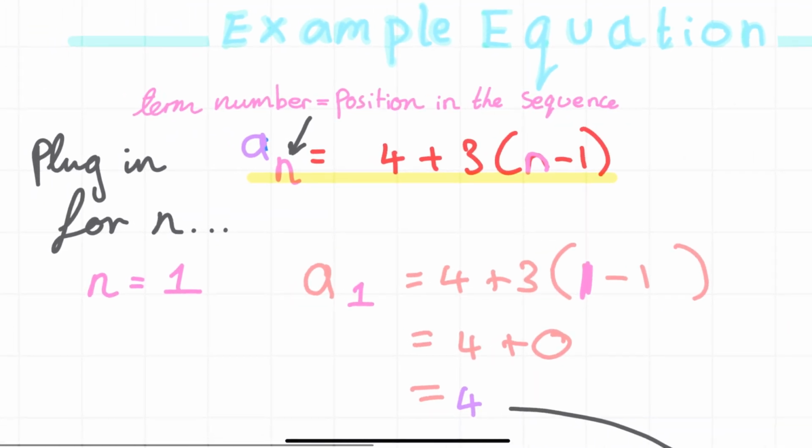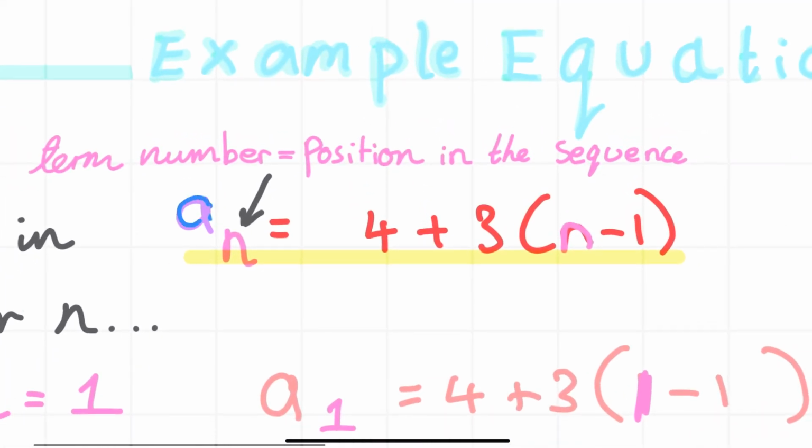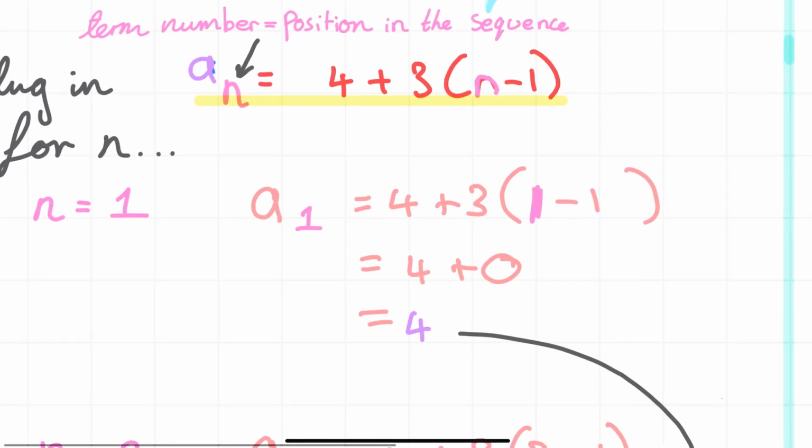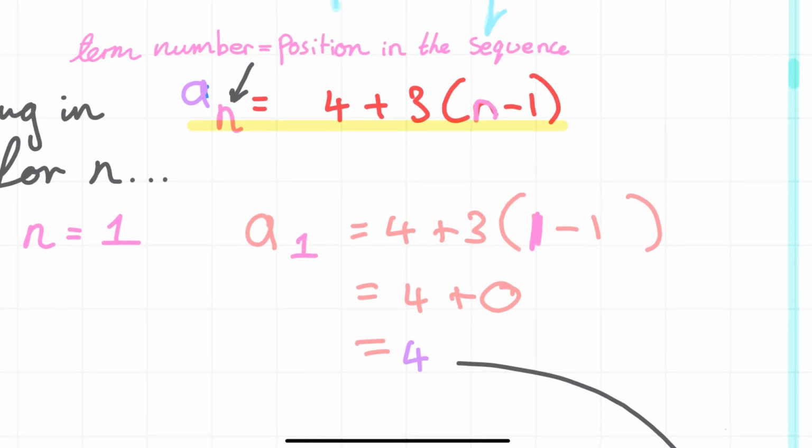So here's an example. It says that a of n, where n is the term number or the position in the sequence, like the first, the second, the third term in the sequence, is equal to 4 plus 3 multiplied by the previous term number. So I want to find the first number in the sequence. All I'm going to do is replace n with 1. And then you can see that I find out 4 is the answer.